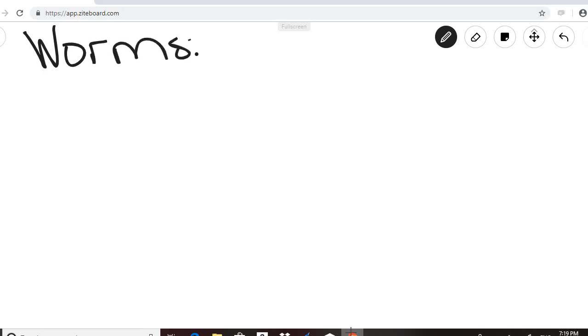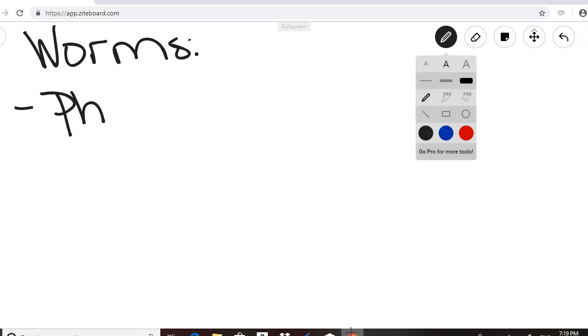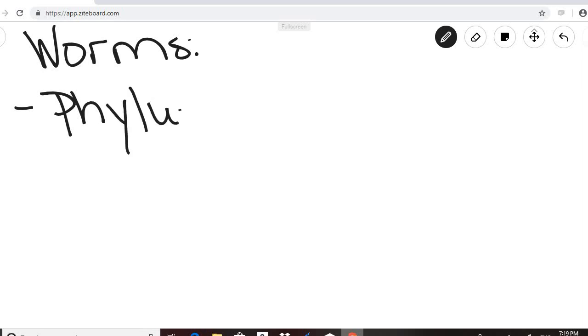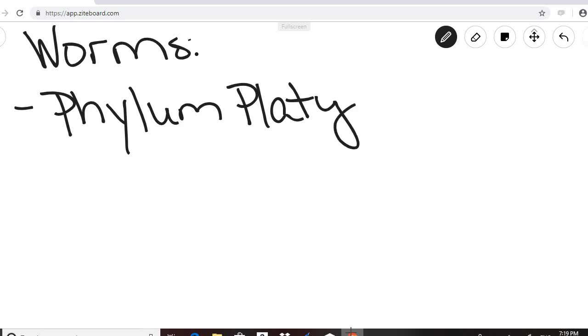Okay, so now let's talk about worms. There are different phyla that make up the worms, and we'll talk about some of those. The first one is phylum Platyhelminthes. Sometimes these are just referred to as the Helminthes.